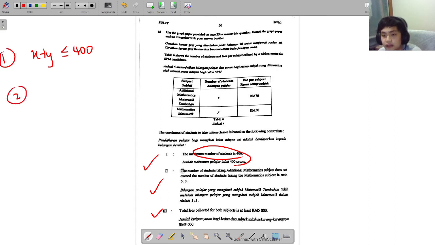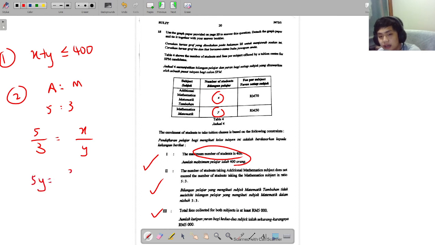Second inequality, number of students taking add math does not exceed mod math in ratio 5:3. So in other words, add math to mod math is 5:3. If I change it in terms of fraction, it's 5/3 equals, in this case, x over y. So when I cross multiply, it's 5y equals 3x, right? We must pay attention to what is what. x refers to the add math.